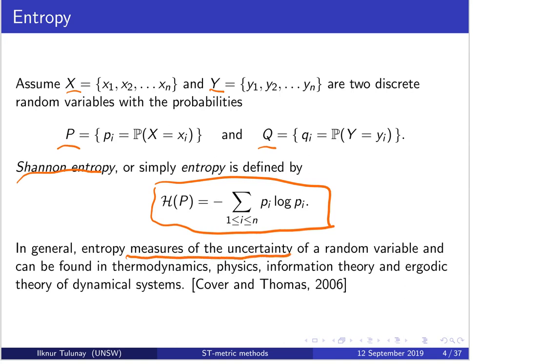It is used widely in science: thermodynamics, physics, information theory, and ergodic theory of dynamical systems. I view entropy from the information theory point of view. In that context, I refer to the book of Cover and Thomas on information theory.